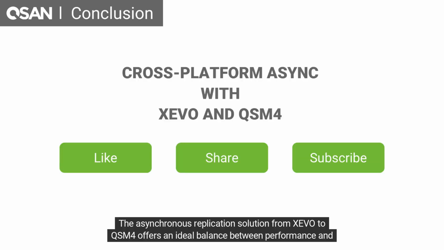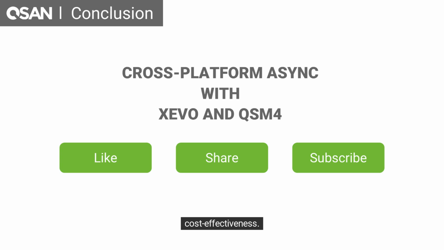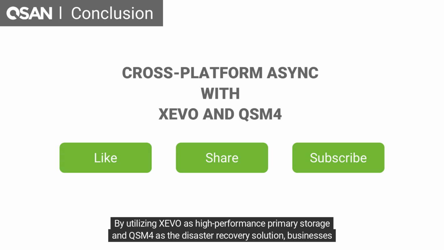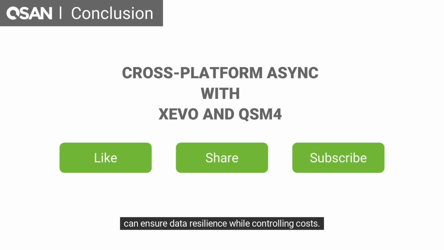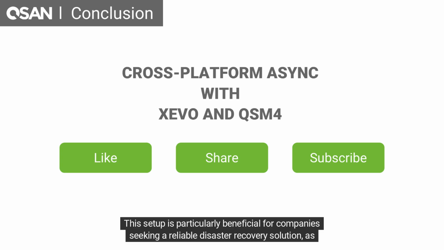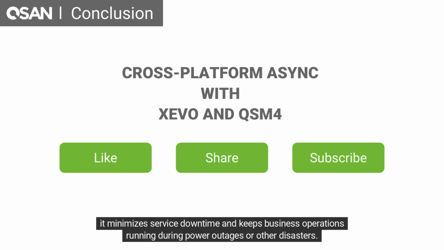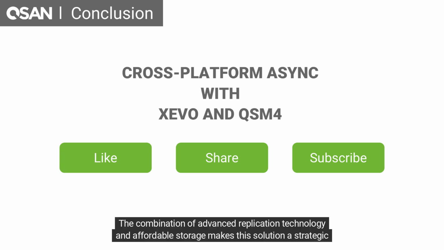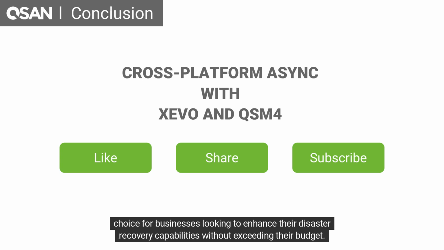The asynchronous replication solution from XEVO to QSM4 offers an ideal balance between performance and cost effectiveness. By utilizing XEVO as high-performance primary storage and QSM4 as the disaster recovery solution, businesses can ensure data resilience while controlling costs. This setup is particularly beneficial for companies seeking a reliable disaster recovery solution, as it minimizes service downtime and keeps business operations running during power outages or other disasters. The combination of advanced replication technology and affordable storage makes this solution a strategic choice for businesses looking to enhance their disaster recovery capabilities without exceeding their budget.